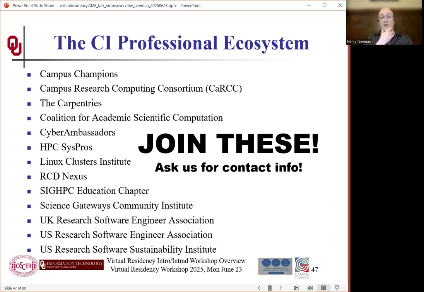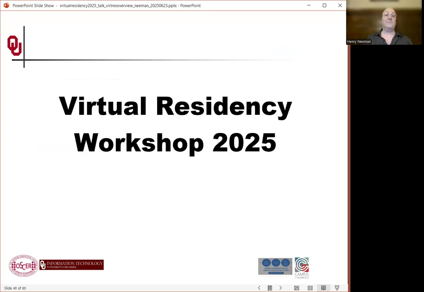Here's the professional ecosystem. You can see there's lots of groups. Find the ones that align with your aspirations, your desires, your interests, and join them. Because the more you participate, the more you're going to learn, the deeper your talent stack will be, the more value you will bring, and therefore the more improvement you'll make in your own career.